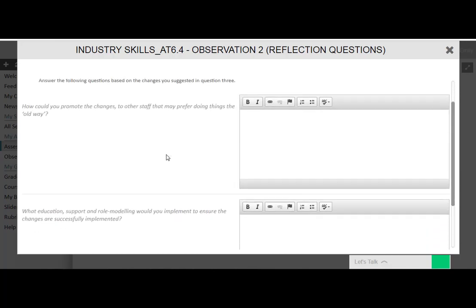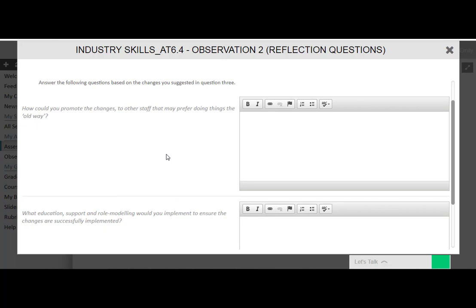You need to then answer the following. So how could you promote the changes to other staff that may prefer doing things the old way? Because that's something that you see a lot of the time. People become very stuck in a certain way of doing things. So to be able to change their perception and realize that it's going to be for the better can often be a very challenging thing. What education, support and role modelling would you implement to ensure that the changes are successfully implemented?